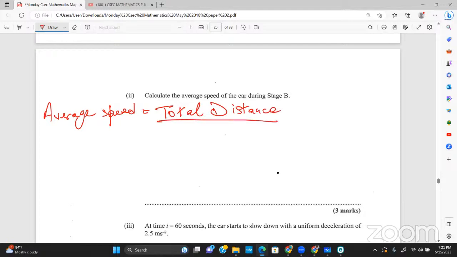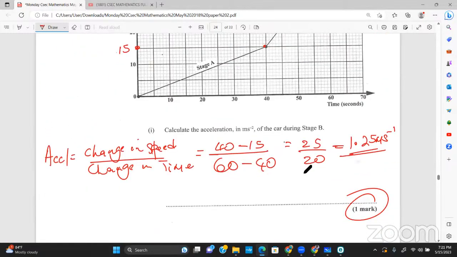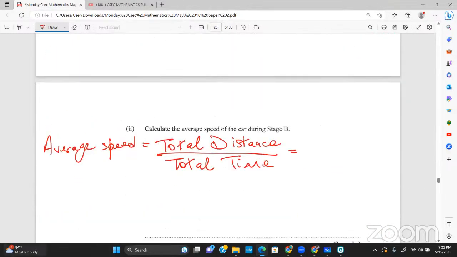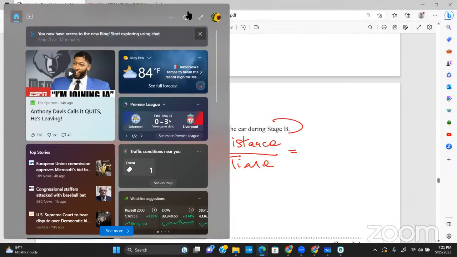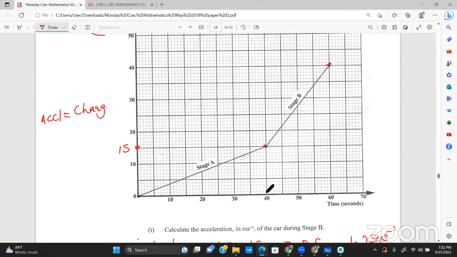Total distance over total time. Here's the thing. You know the total time already, right? Now we're talking about stage B. In stage B, the time is from 40 to 60. So that's 20.